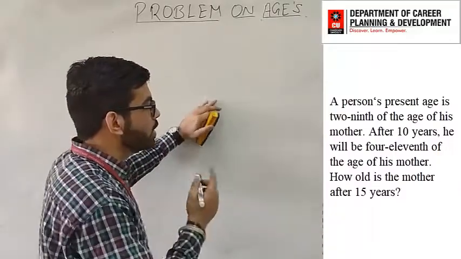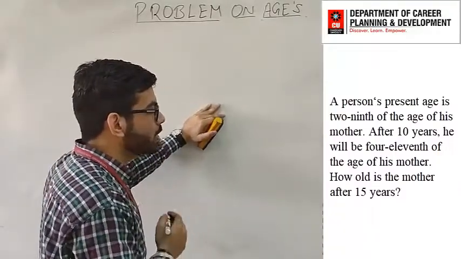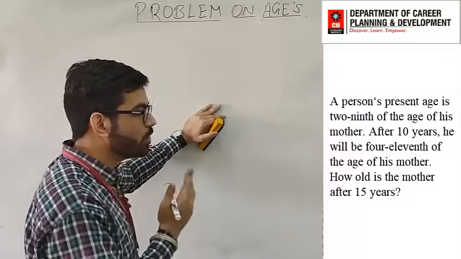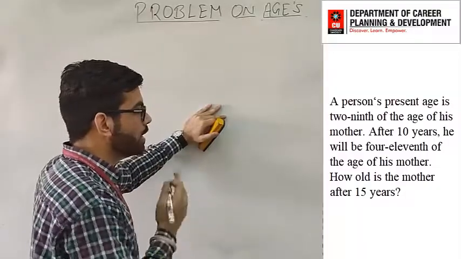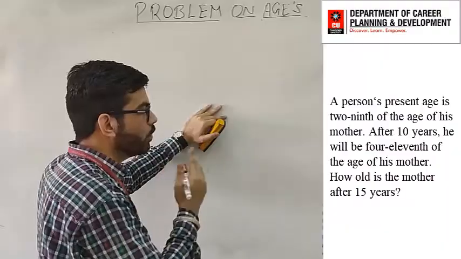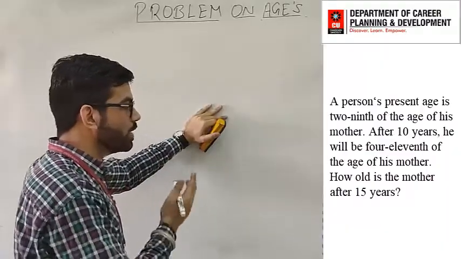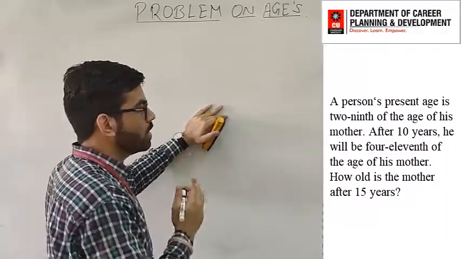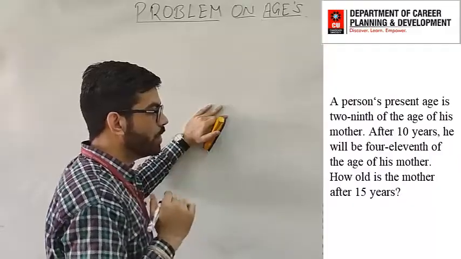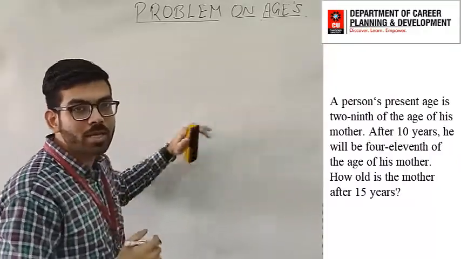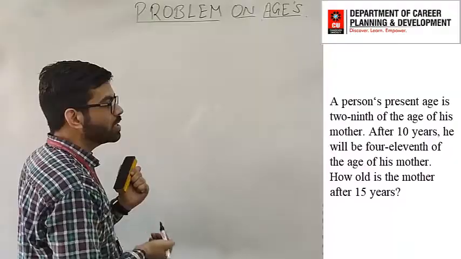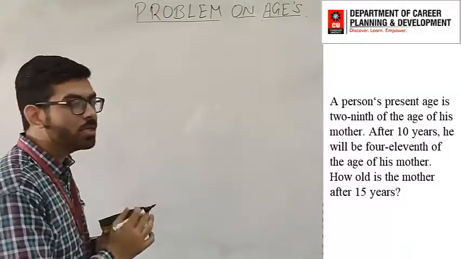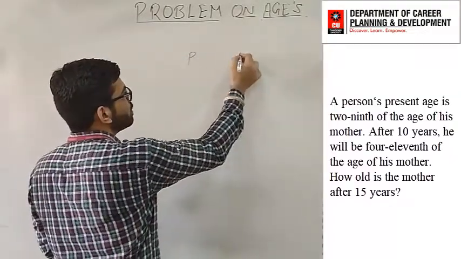Another question is: a person's present age is 2/9 of the age of his mother. Then after 10 years he will be 4/11 of the age of his mother. How old is the mother after 15 years? Let's see this again by the ratio approach. Two persons are given, the person and their mother. So let's assume the person as P, mother as M.